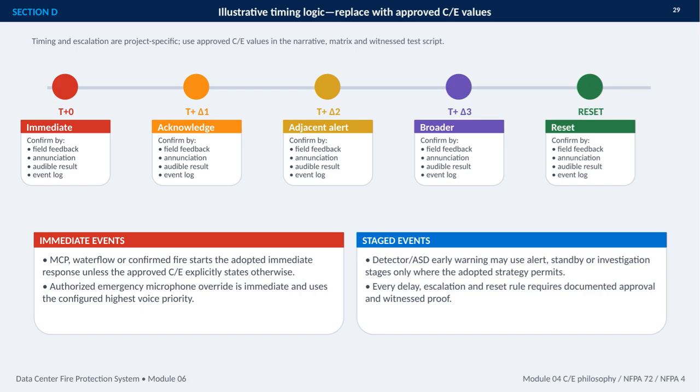Every delay, escalation, and reset rule requires documented approval and witnessed proof. For immediate events, an MCP activation, water flow signal, or confirmed fire starts the adopted response unless the approved cause and effect says otherwise. An authorized emergency microphone override is also immediate and uses the configured highest voice priority.